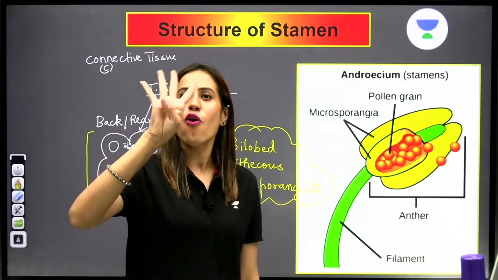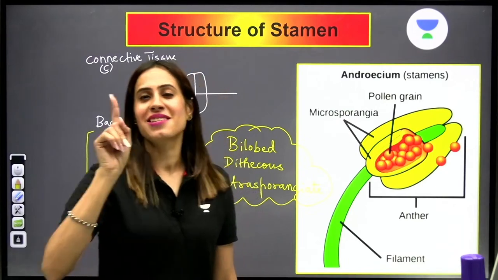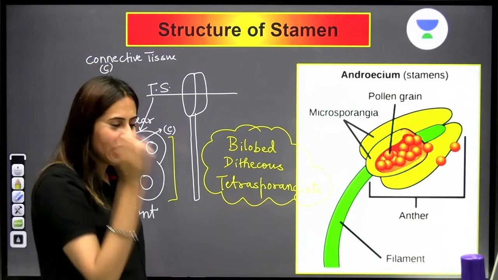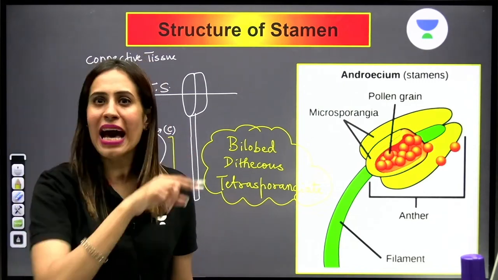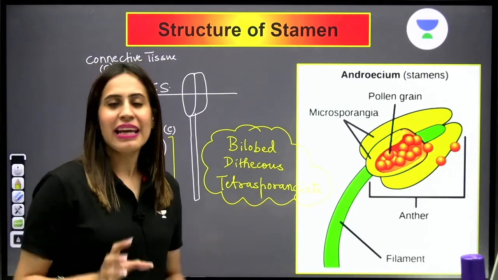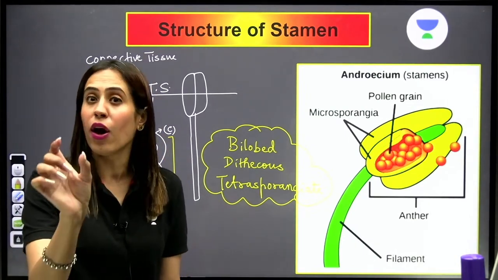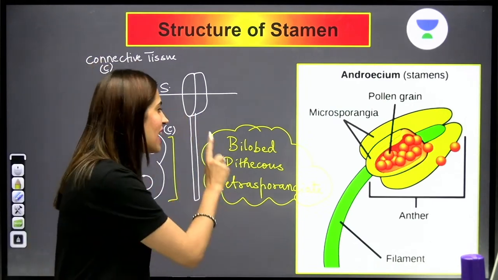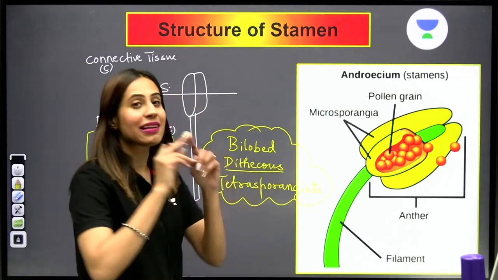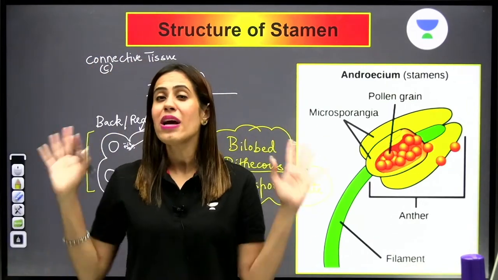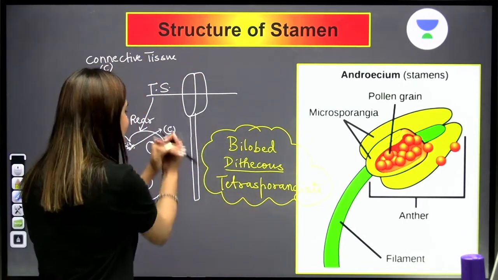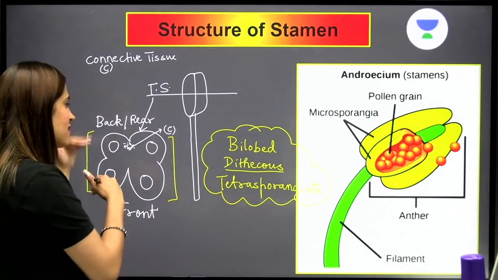Char, four, right? But there are two theca with respect to one lobe. That means if a numerical is there, we have to answer with respect to four theca. But in the scientific convention, we always write dithecous with respect to one lobe. So one lobe has two theca, another lobe has two theca.